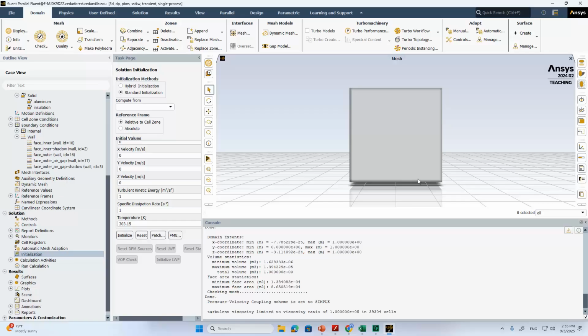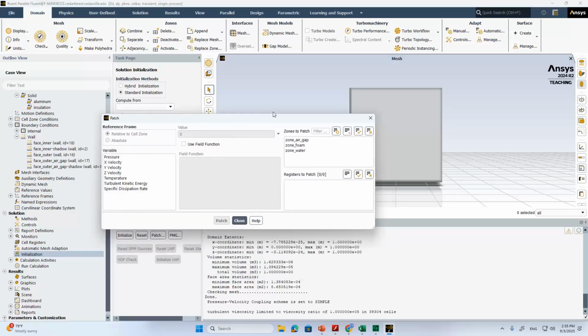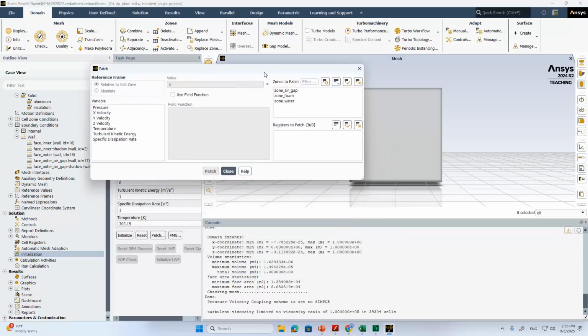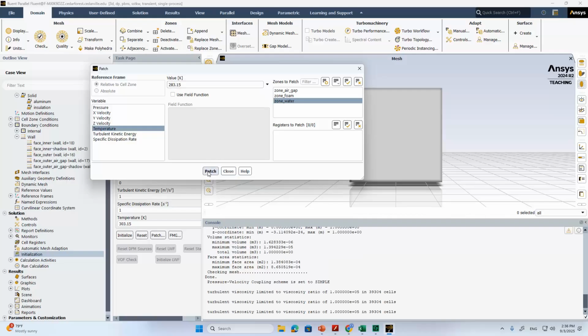But obviously it's not all correct, right? Because the water temperature is not so high. So here you have to patch. Which means for this water zone, its temperature is set at a different value, which is 10 degrees. That is 283.15 Kelvin.